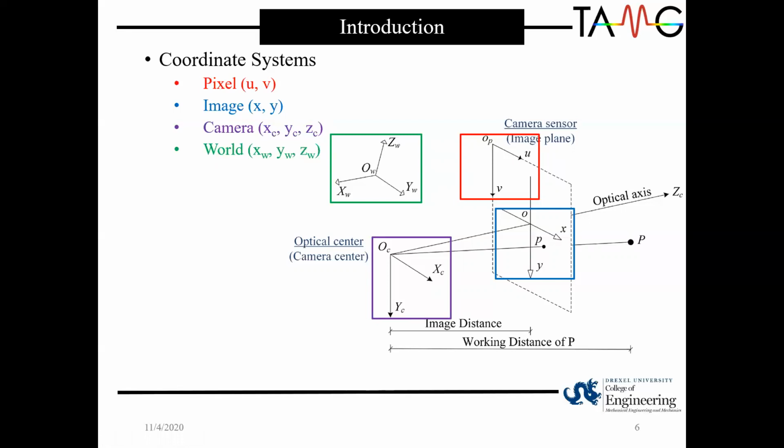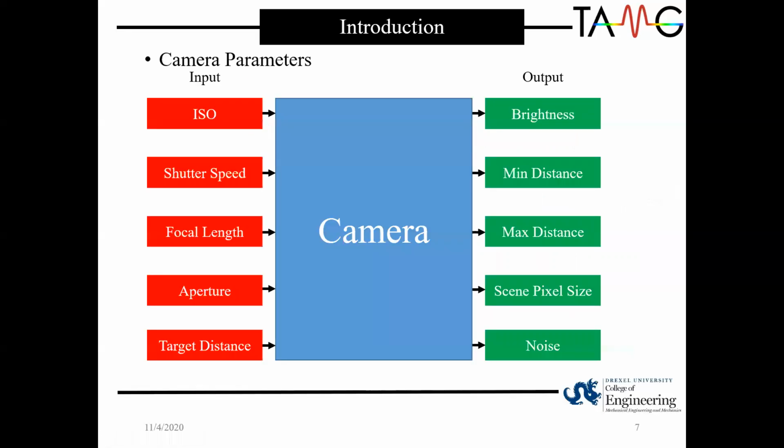This especially comes into use when you're trying to measure something by taking images of it in the real world. Now, there are various camera parameters. Some of the inputs that you use and which you have seen would be the ISO, shutter speed, focal length, aperture, target distance. And all of that eventually affects the brightness, determines the minimum and maximum distance, the scene pixel size, which is basically how much of your real world distance is your camera covering in pixels, and then the amount of noise.